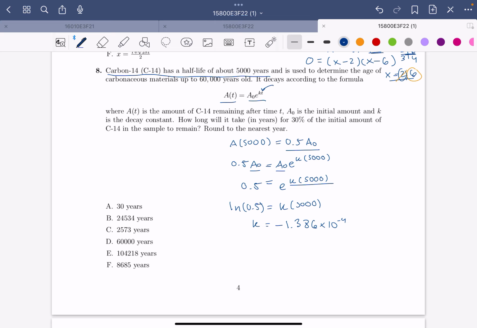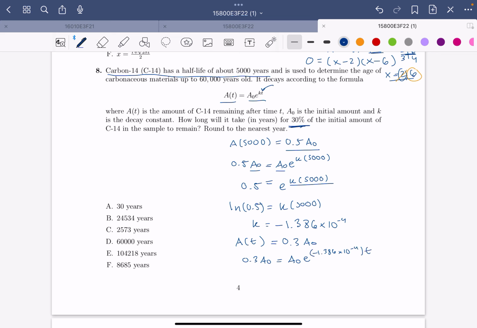Now, back to the question, it is asking for when 30% of the initial amount remains. So we can say that A of whatever time, we don't know what that is, equals 0.3 A naught. If we replace this back in the equation, we get 0.3 A naught equals A naught e to the k. The k is now negative 1.386 times 10 to the negative 4 times t.